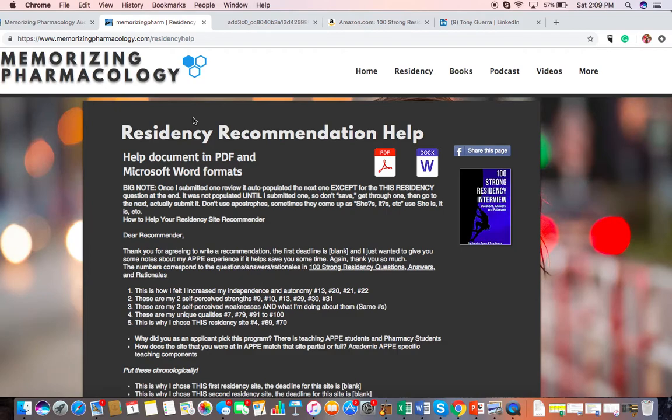Okay, so here is the template and how to do it. The first thing you write is, Dear Recommender, thanks for agreeing to write a recommendation. The first deadline is blank. That is so important, because you're assuming they're going to get right on this, and I'd be surprised if they didn't start writing the recommendation right now. What they need to know is, when is the very first time they need to come back to this?